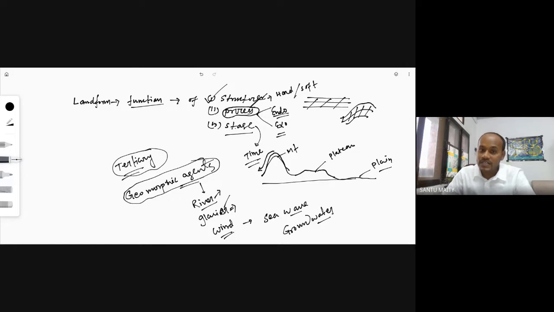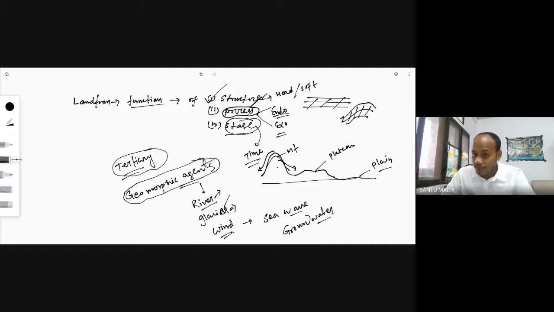There are some processes, endogenetic and exogenetic, and within endogenetic there are certain processes, and within exogenetic there are certain sub-processes. So depending on the process, with the help of the geomorphic agents and depending on the structure, across the time period, that means the stage, the landform will form and it will evolve. Evolve means that the height of a mountain may be lowered down, and a mountain can be transformed into a plateau. A plateau can be transformed into a plain.